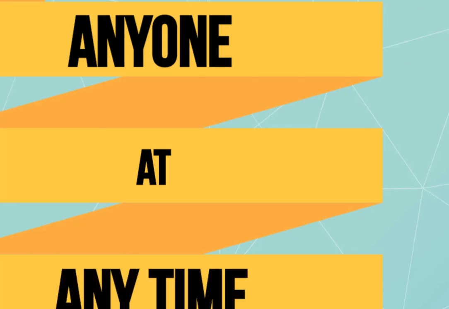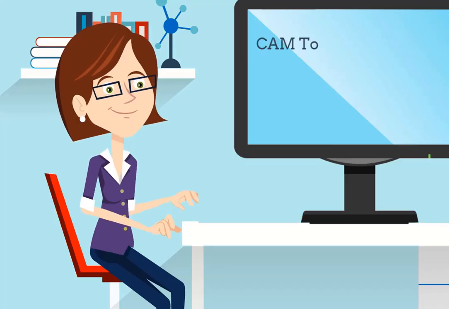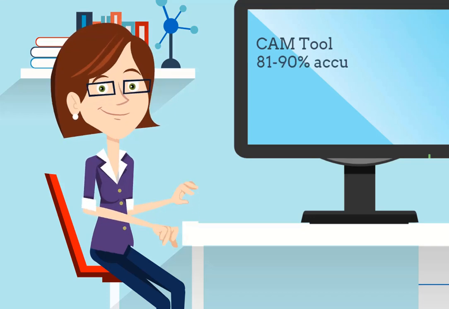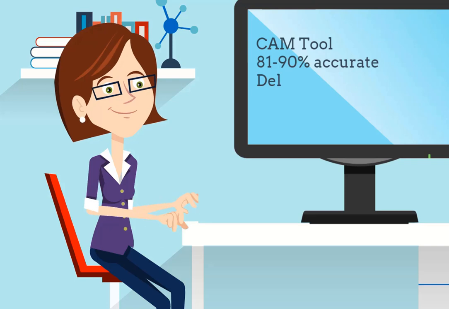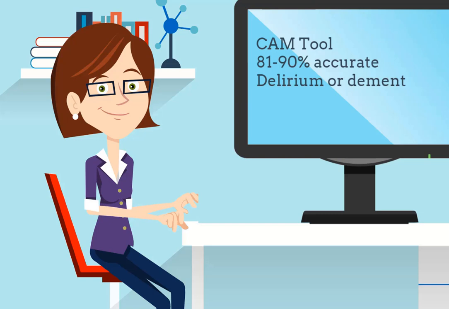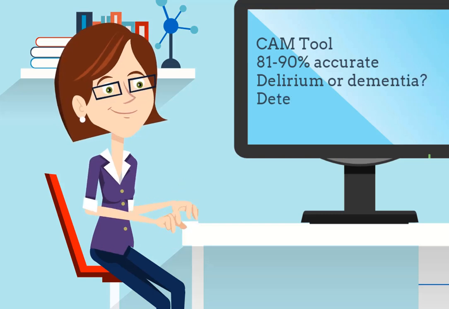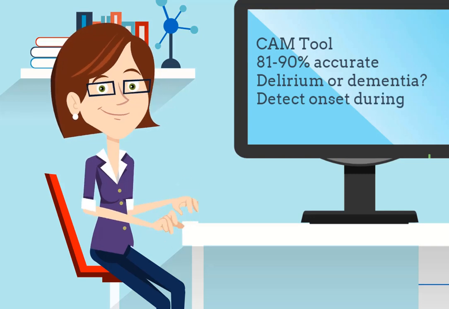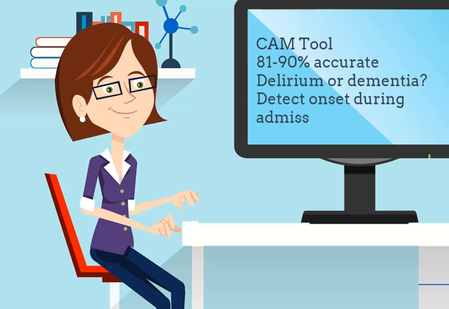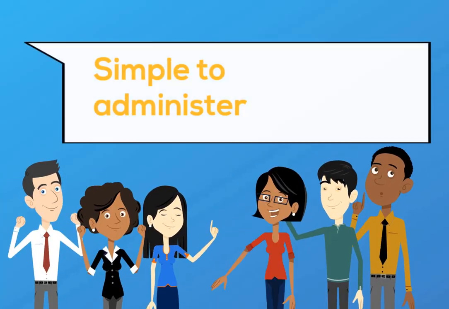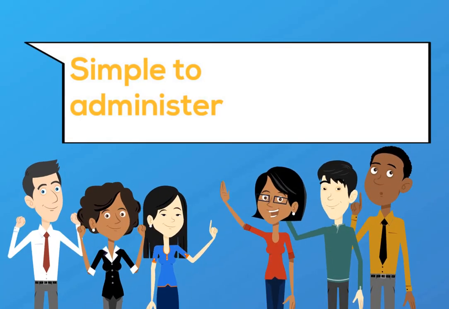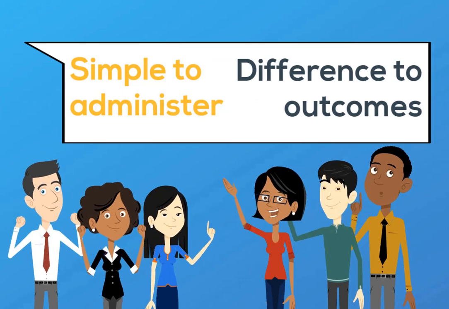The CAM tool, short for Confusion Assessment Method, is a well-validated method with a sensitivity of around 81 to 90% when used correctly, which is what you will be able to do by the end of this training. This tool is great for helping you to differentiate between delirium and dementia, 2 of those 3 Ds, and it can even help detect the onset of delirium during admission. One of the great things about the CAM tool is that it's really simple to administer, and yet it makes a very real difference to outcomes. It's very much a team approach.